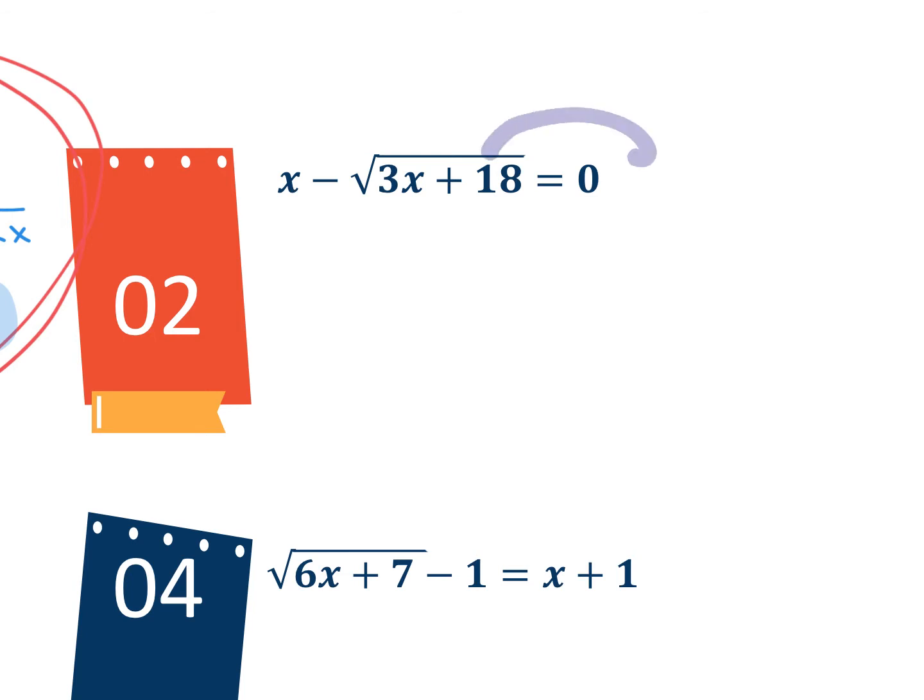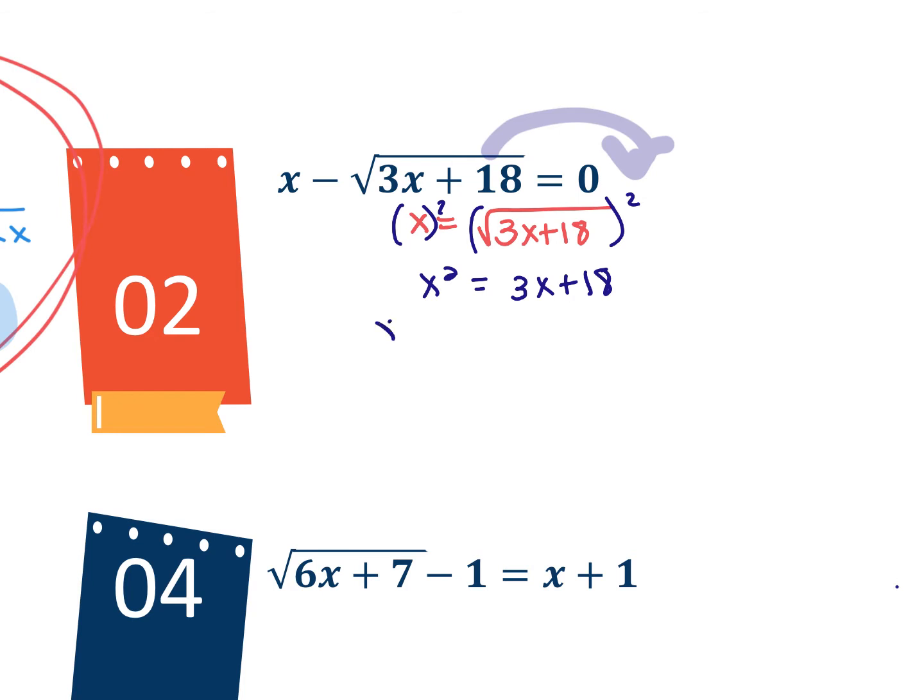Good. Move this to the other side. So I'd get x equals the square root of 3x plus 18. Now the sign inside does not change, just the sign in the front, because I'm adding that whole thing. Then I'm going to square both sides. x squared equals 3x plus 18. Get everything to the same side. x squared minus 3x minus 18.